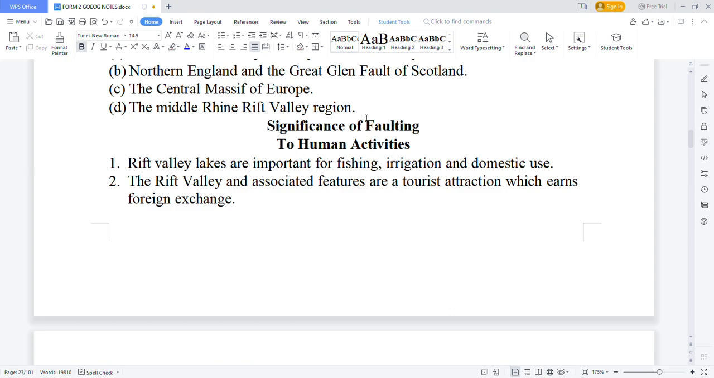We are going to talk about the significance of faulting to human activities. Number 1, Rift Valley lakes are important for fishing, irrigation, and domestic use. Number 2, the Rift Valley has some features that are tourist attractions which earn foreign exchange to our country.